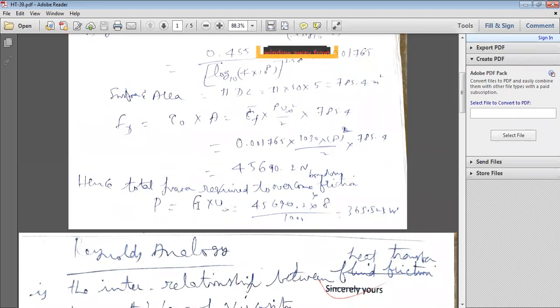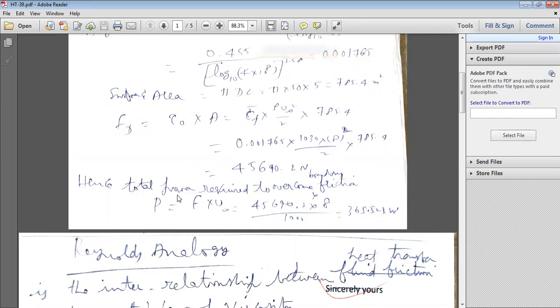How do you calculate power? Work done per second. But how do you calculate work done? Work done is force into distance. Power is force into distance by time. So the total power required to overcome the boundary friction is force into distance by time, which is force into velocity.